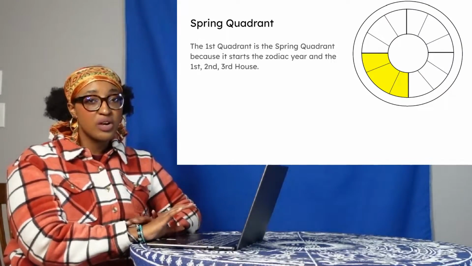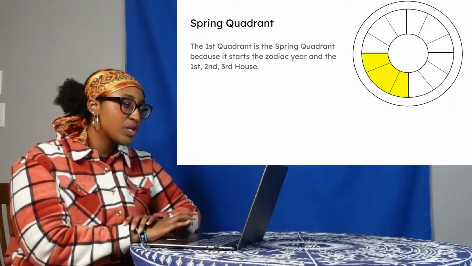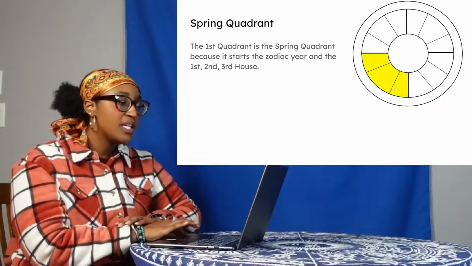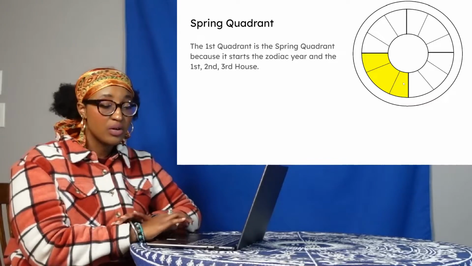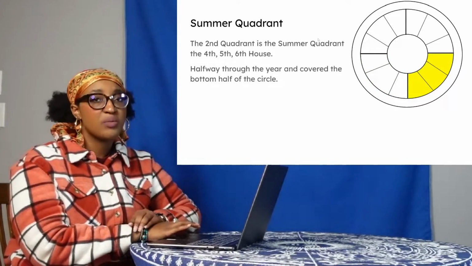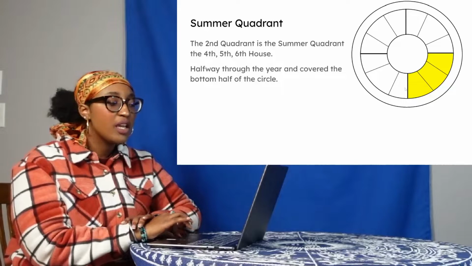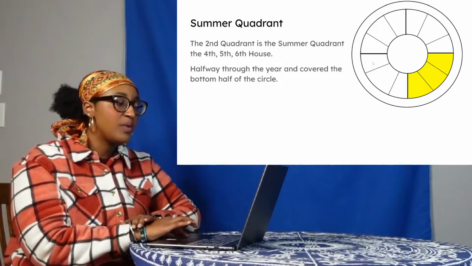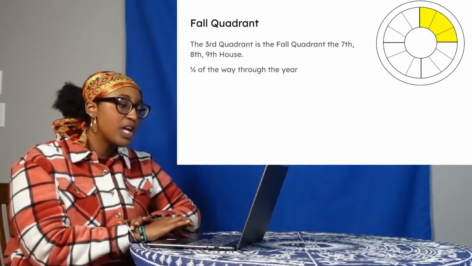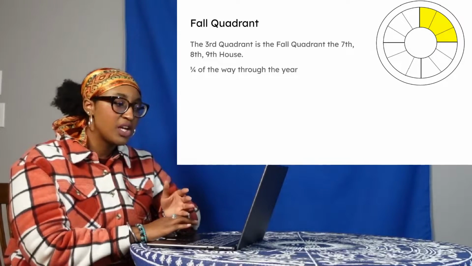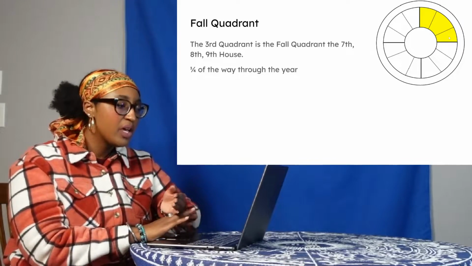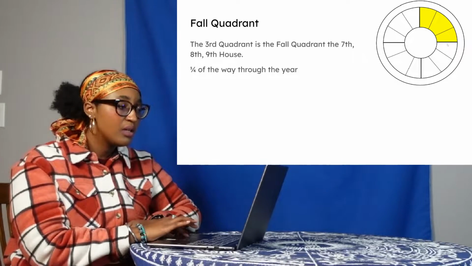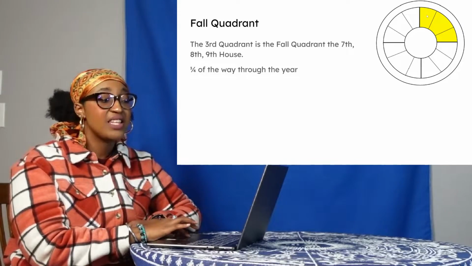So just to quickly talk about the different quadrants. The first quadrant, which is the start of the zodiac year, is spring, and this is your first, second, and third house. And then you're going to move into summer, which follows the spring. So now you're at the fourth, fifth, and sixth house, and you've now covered half a year. So now you're moving on to three-quarters of the year, which is fall, which is where we are now. And this will represent the 7th, 8th, and 9th house.